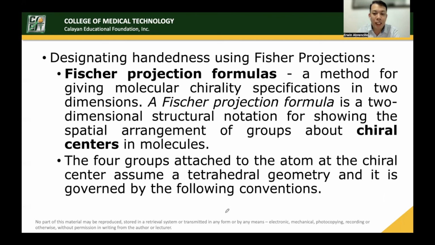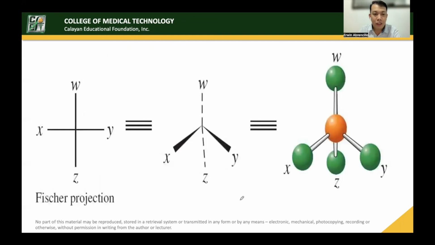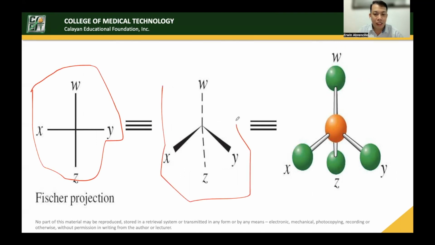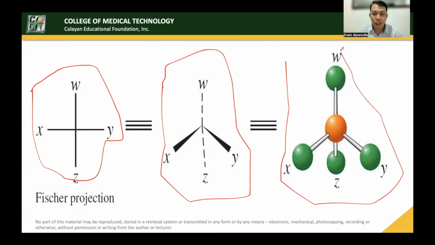So the 4 groups attached to the atom of the chiral center assume a tetrahedral geometry, and it is governed by the following conventions. Like this one. So this is the Fischer projection formula at the left. This one is a Fischer projection, and this one is the usual formula. And then this one is the ball and stick model of the formula in the Fischer projection.